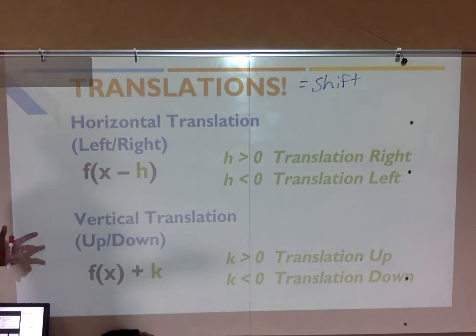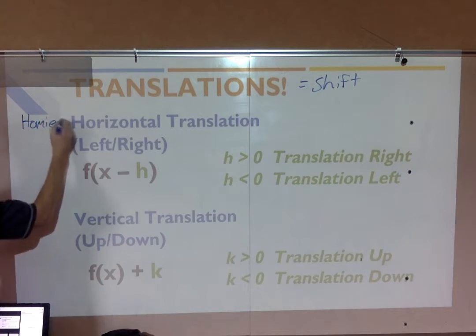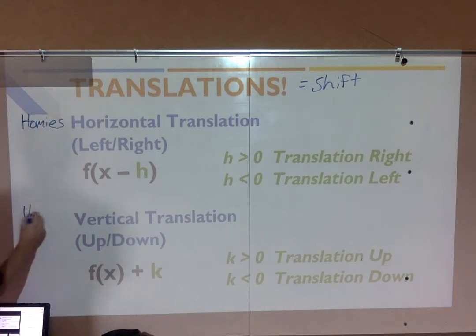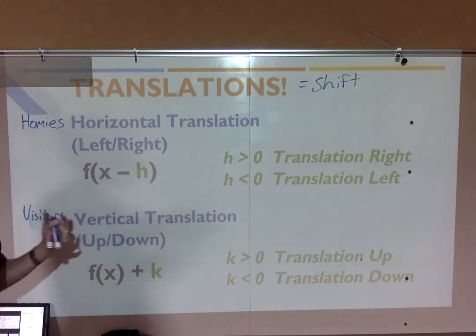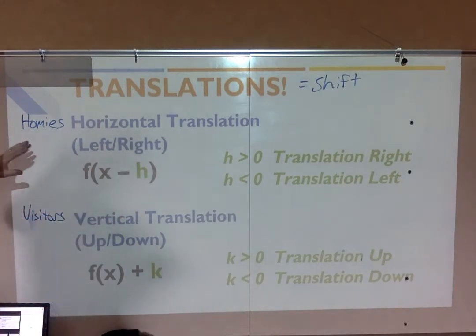Knowing how to tell the difference, one thing that can help: horizontal homies and vertical visitors. If something is inside the home of the function, inside the parentheses, or the grouping symbol makes the home, that affects the horizontal part of the function, so it is a horizontal homie. If it's outside the home, it's visiting. It is a visitor, a vertical visitor.